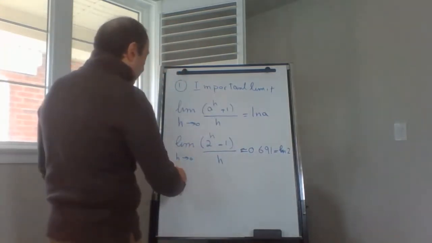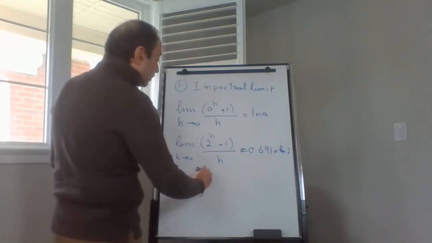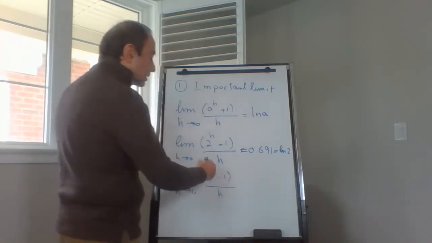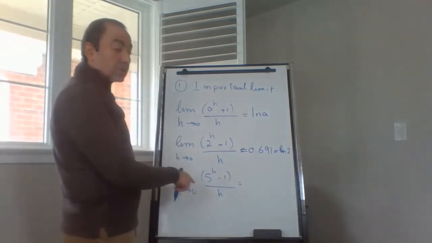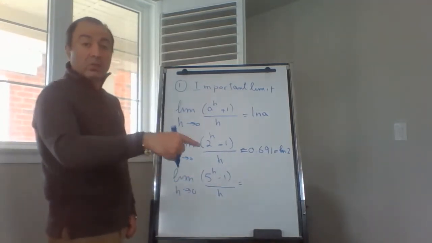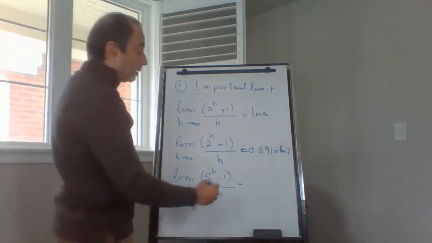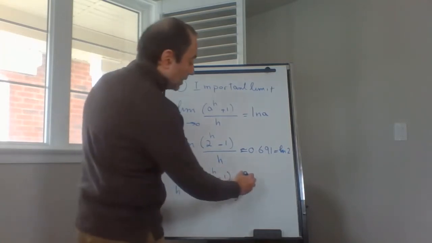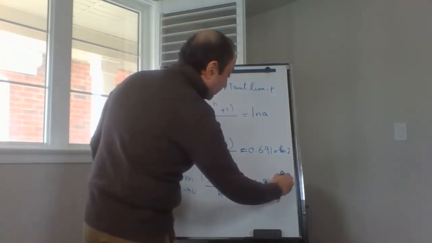If you want to try again with another base, the limit as h goes to 0 of (5 to the power of h minus 1) over h, here the base is 5. You approach 0 numerically, going close to 0 from left and right. You will find that this will come close to 1.609, which is the same thing as ln 5.